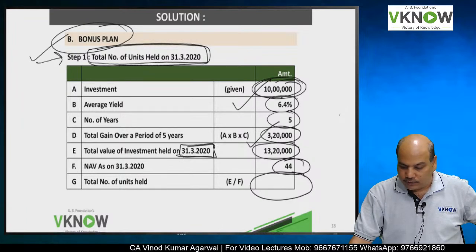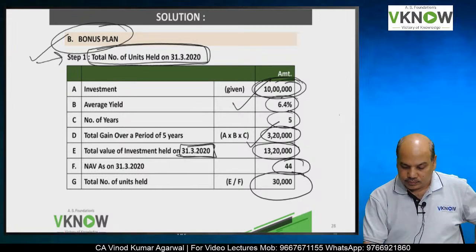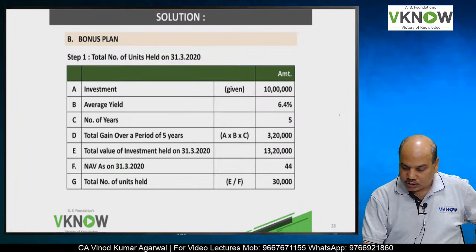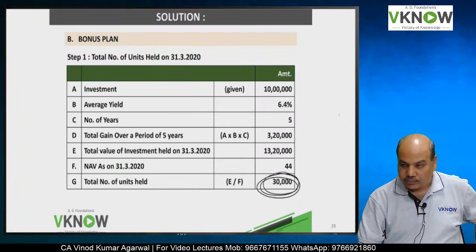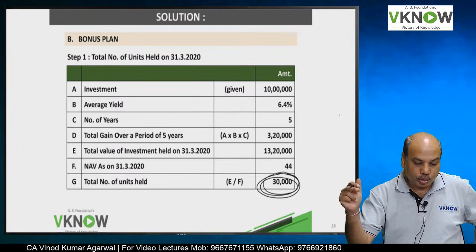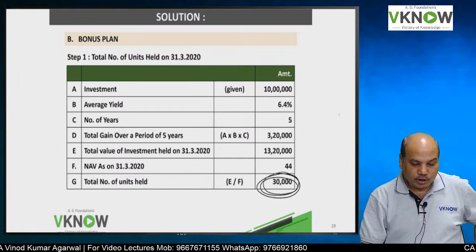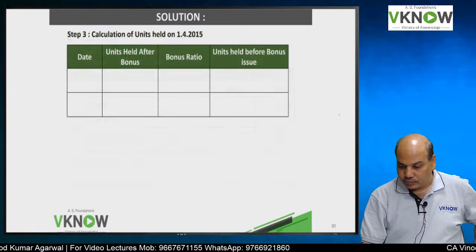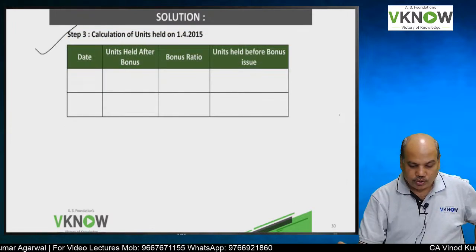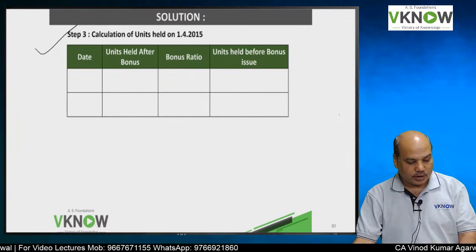13,20,000 divided by 44 will give you 30,000 units. These 30,000 units were held on 31st March 2020 after considering that bonus given 2 times, 1:4 ratio and 1:5 ratio. So now I will do reverse working and find out the units held on 1/4/2015.